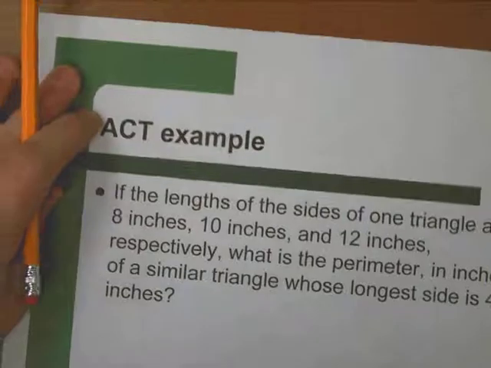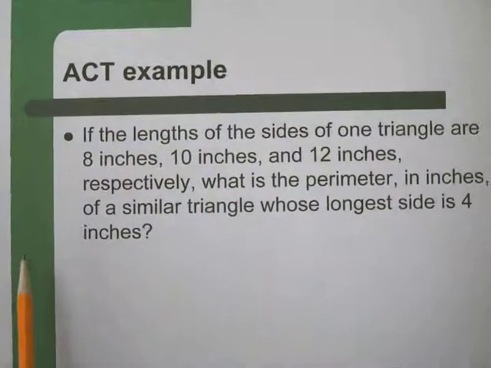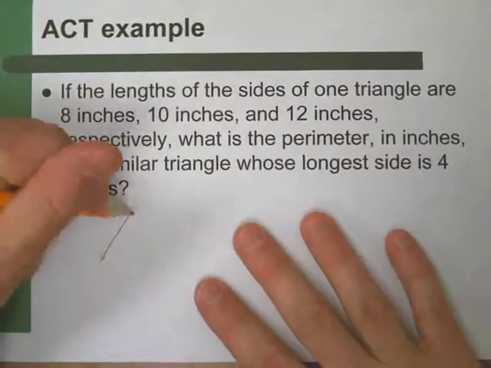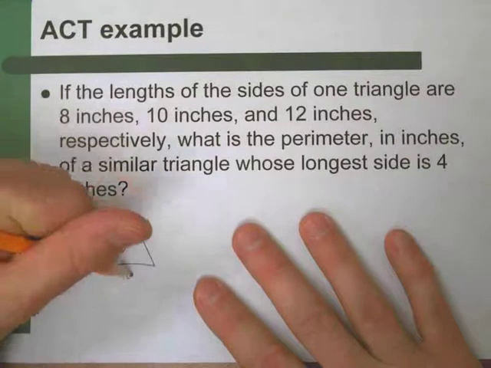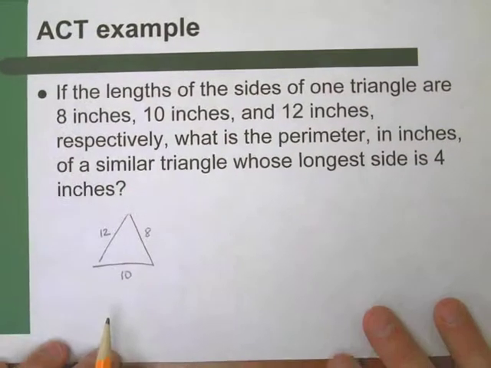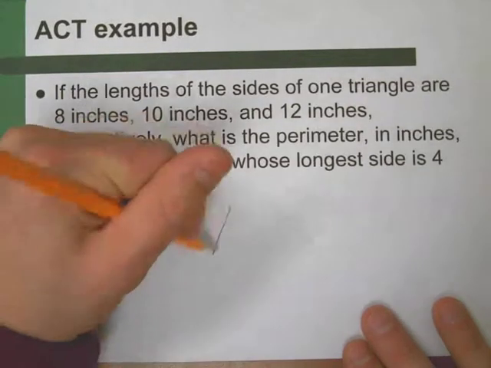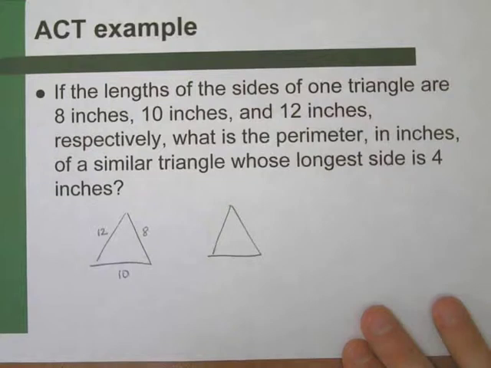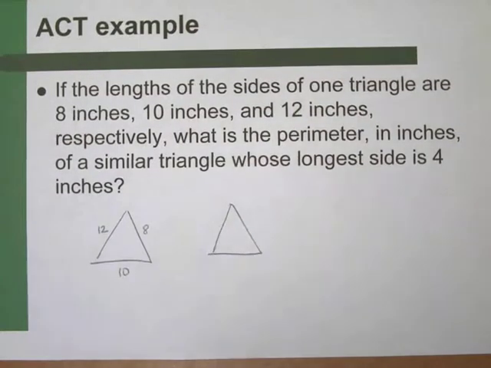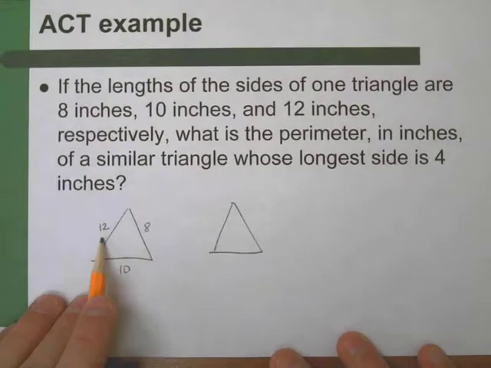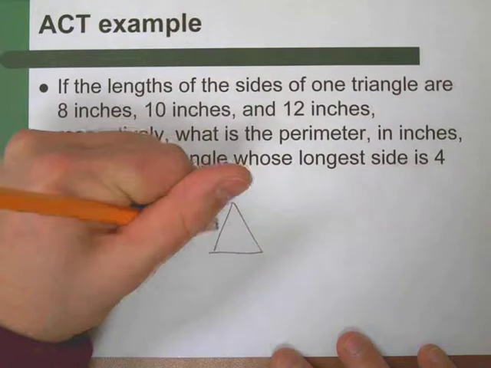Last one, and then we're done. This is one straight off the ACT, except I didn't make it multiple choice. The side lengths of one triangle are 8, 10, and 12. What is the perimeter of a similar triangle whose longest side is 4? Obviously it's going to be a smaller triangle. It's similar, which means it has the same angles and proportional corresponding sides. The longest side is going to have to correspond to the 4.